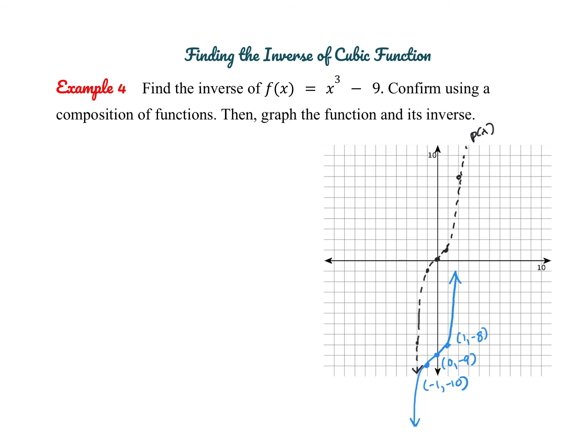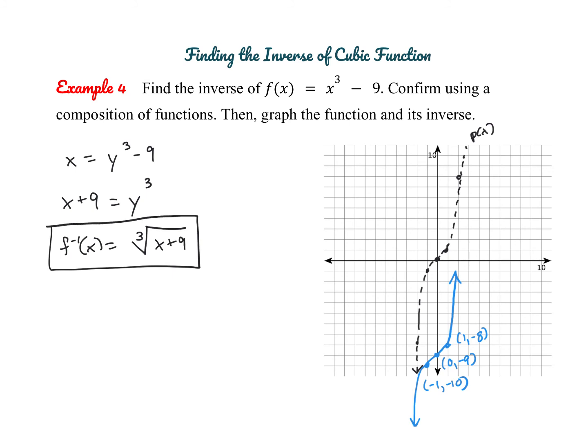Now we can find our inverse algebraically, and then we'll graph that inverse function. So let's swap x and y. So I'm going to add 9 to both sides, and then to get rid of a cube, we take the cube root. So f inverse of x is going to be the cube root of x plus 9. So to check, let's do f of f inverse of x. So we have the cube root of x plus 9, cubed, minus 9.